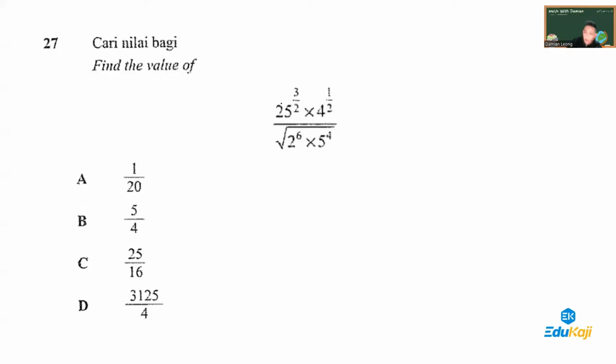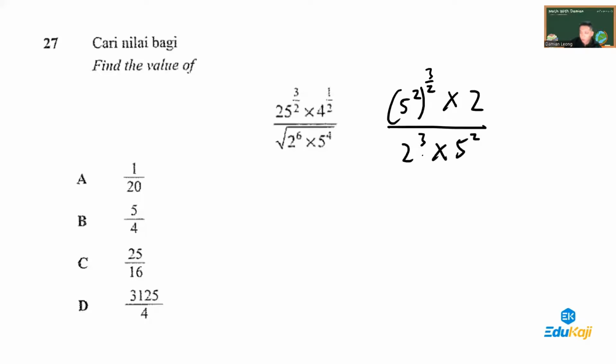Working is not important. But if you want to do working, actually, I changed to base 2 and base 5. 25 is 5 square. So 5 square to the power 3 over 2. 4 to the power half means square root of 4. So I can just put 2. Square root means power half. So power half means all the power I divide by 2 inside. So it's 2 to the power of 3 and 5 to the power of 2.